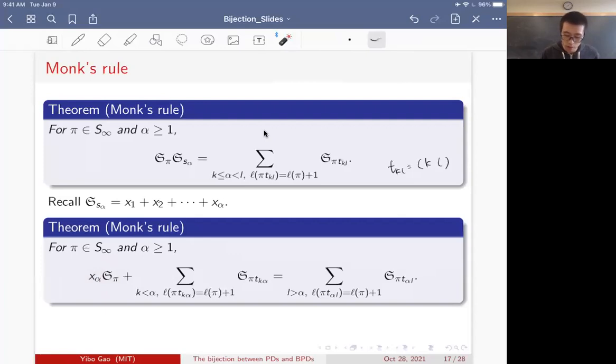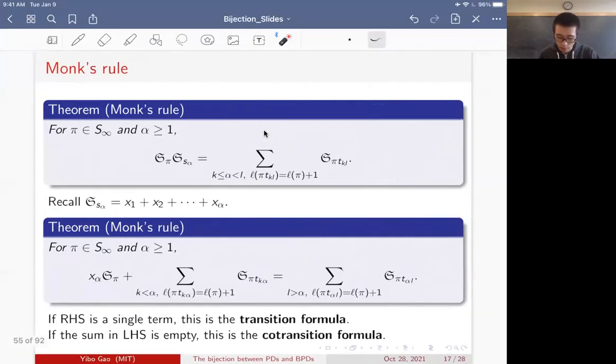By just manipulating this Monk's rule, you can also have another equivalent form of Monk's rule in this way. I just want to multiply the Schubert polynomial by x alpha, and I have some other sums which I arrange so that the coefficients are non-negative. This is the form that we are going to use. The reason we use this form is that if the right-hand side is a single term, then this is called the transition formula. If the sum on the left-hand side is empty, then this is called the co-transition.